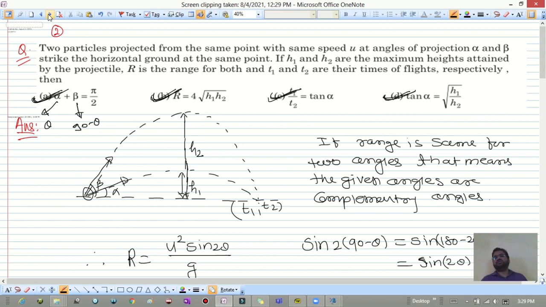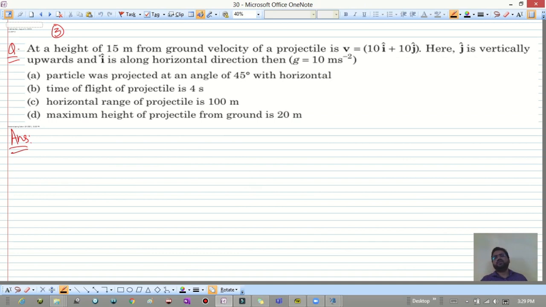Now the next question we have, third question. At a height of 15 meters from ground, velocity of projectile is given. Here j and i are given. Particle was projected at an angle of 45 degrees with horizontal. That is what we have to check. Time of flight of projectile is given. Horizontal range we have to check. Maximum height we have to check. Okay, no problem.